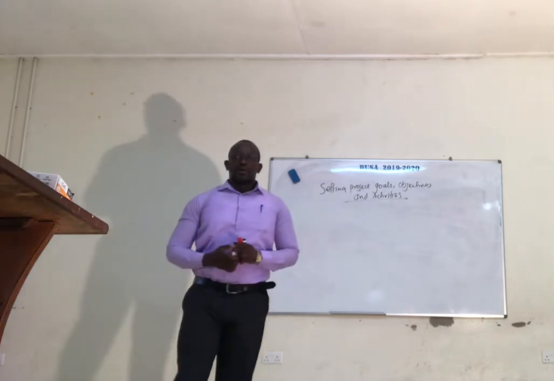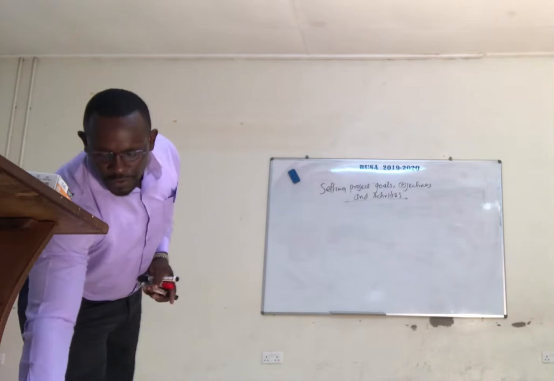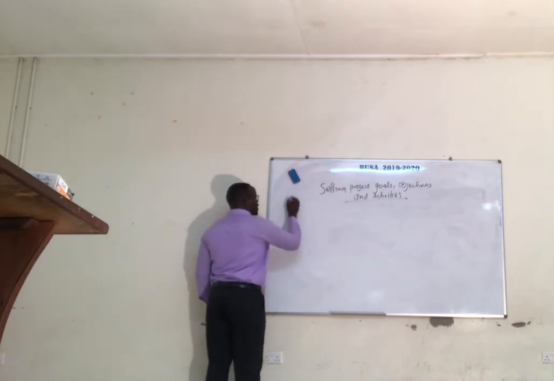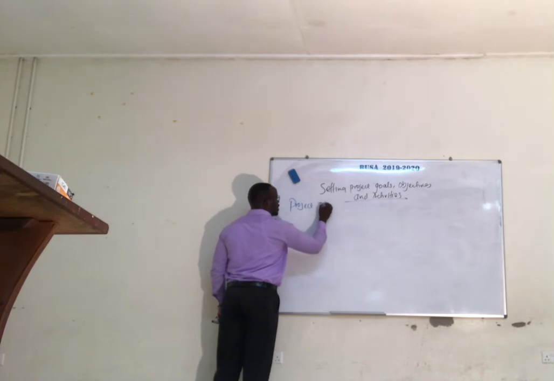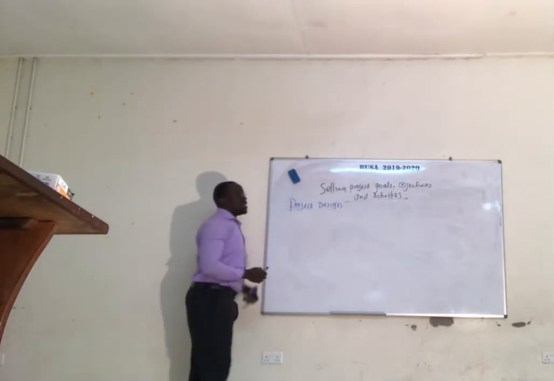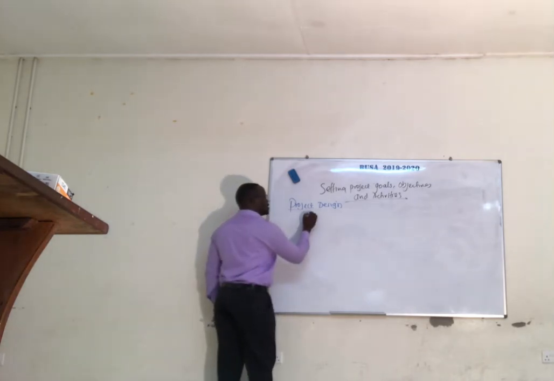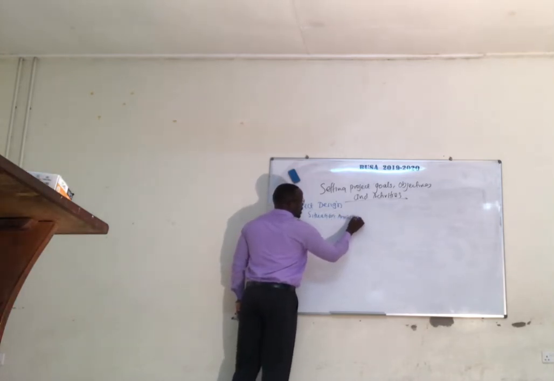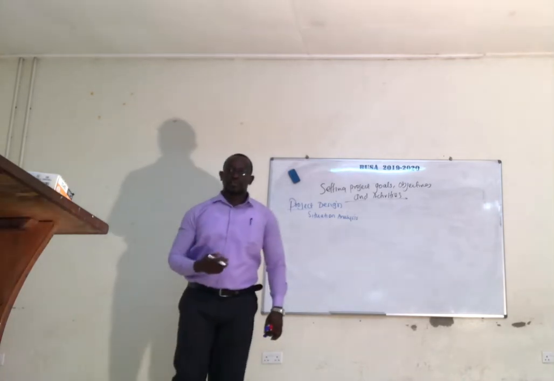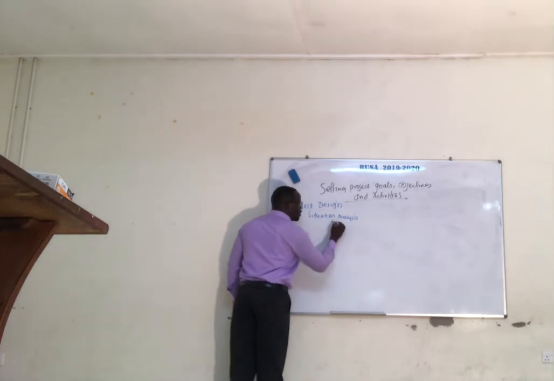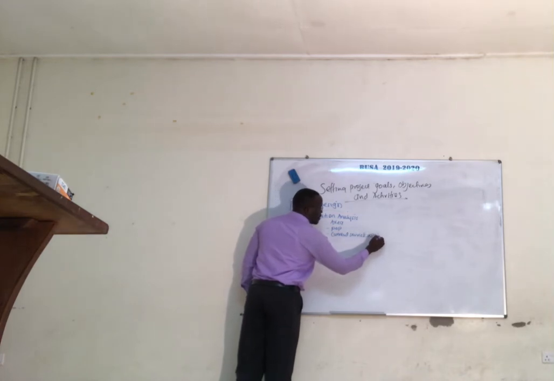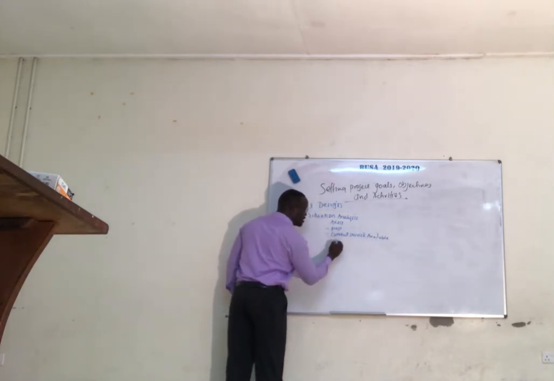If I go back to where we started from, you and me, we discussed project design. And as we were discussing project design, we started designing our project. In designing our project, we looked at situation analysis. In the situation analysis, you described the situation. You looked at the area characteristics, the population characteristics, the current services available, and then you ended with the needs of the community.